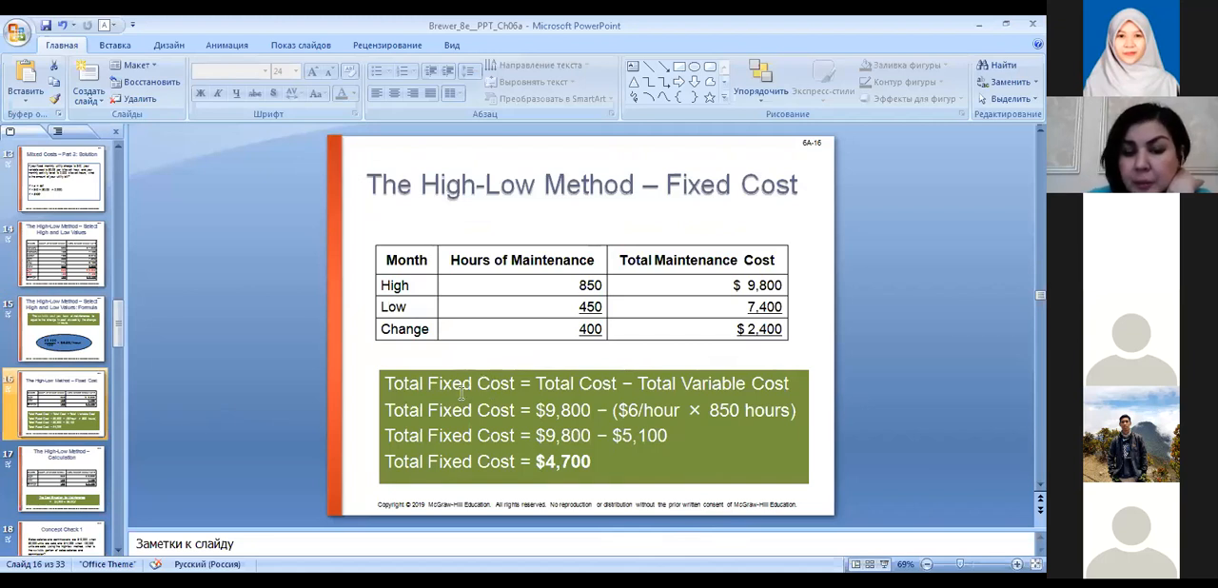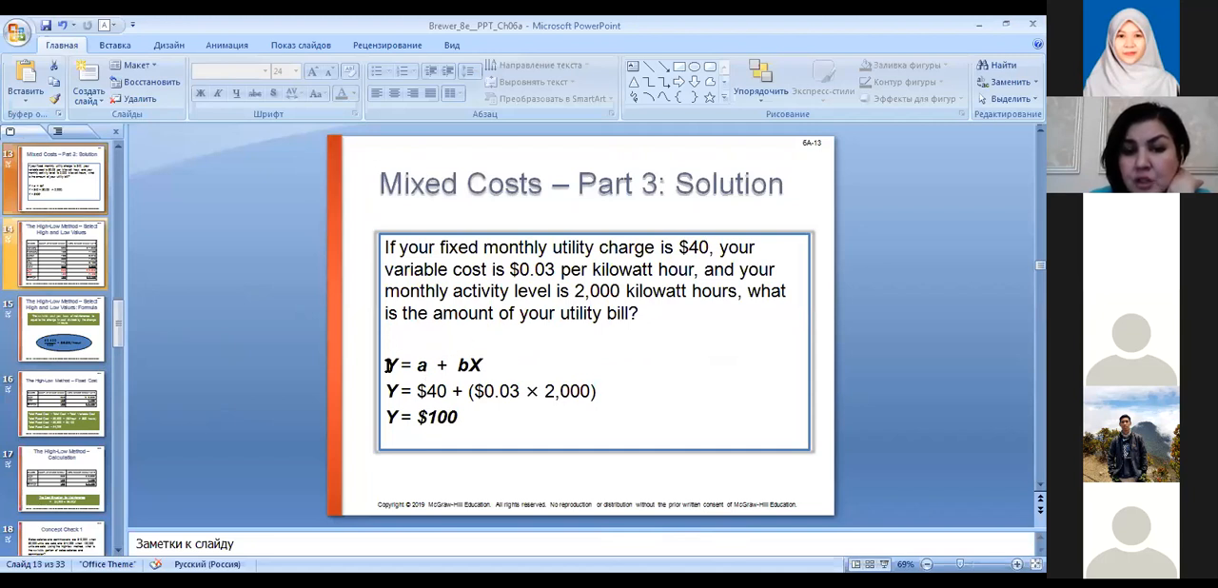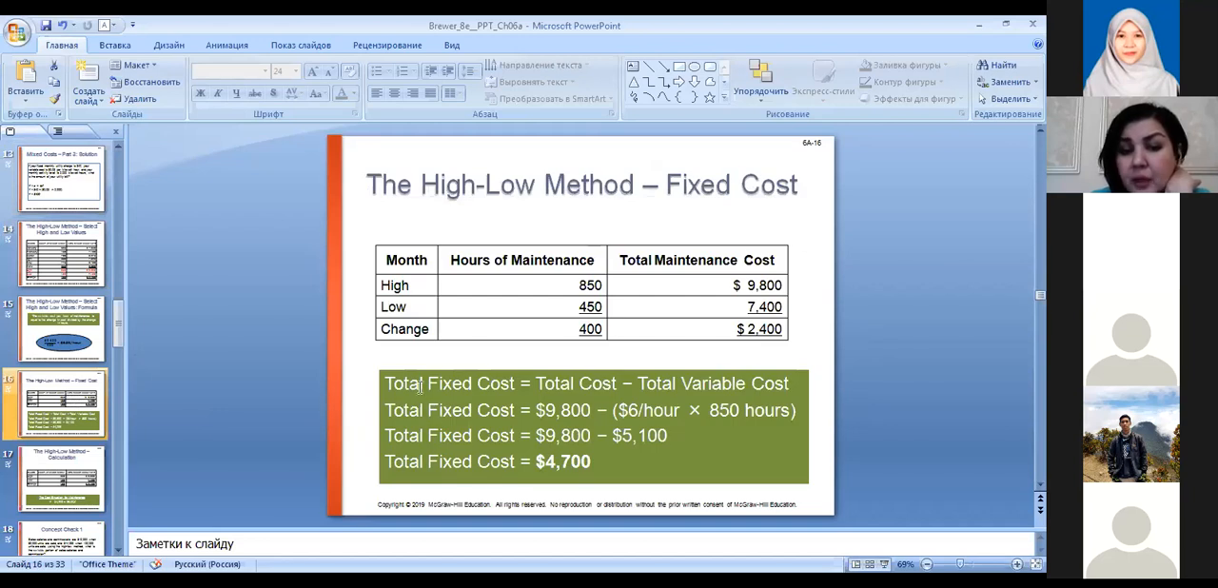You should remember again this equation. Total cost equals a fixed cost plus variable cost per hour multiplied by number of hours. Okay, so let's write down here: total cost equals fixed cost plus total variable cost. How to find out total fixed cost? Simply total cost minus total variable cost.